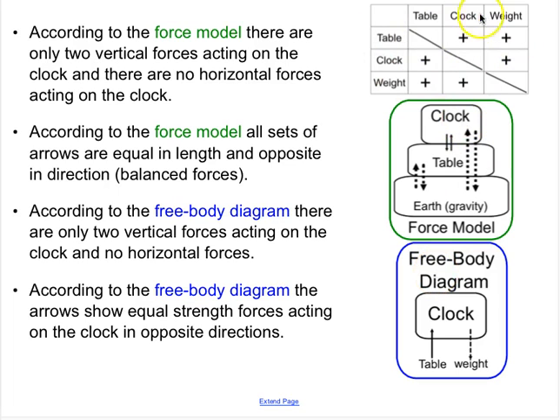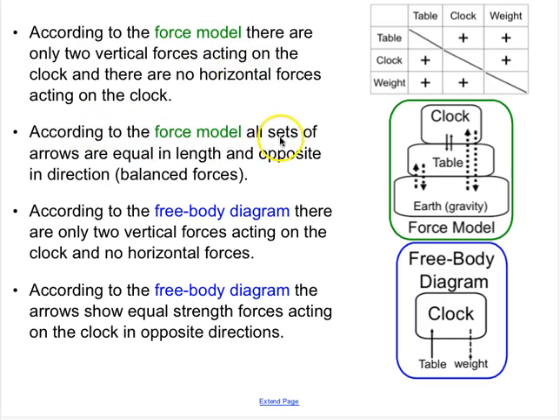It's hard to tell from here, but when I look at the clock, I don't notice any horizontal arrows. So I'm going to write down, according to the force model, there are only two vertical forces acting on the clock, and there are no horizontal forces acting on the clock. It would have been easy just to say, oh, there's no horizontal forces acting on the clock, but I want it to be more detailed than that. And you'll find out why later, why talking about these vertical forces is important.